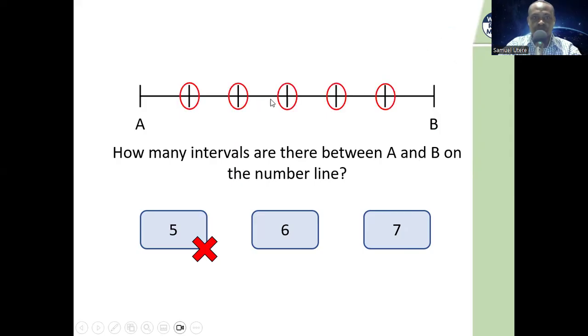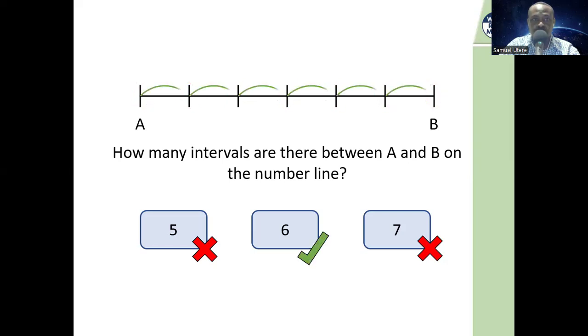Maybe you're counting these. Those are not intervals. If you said 7, you're equally wrong because you're counting all those. Yeah, those bars. Those are not the intervals. Intervals are actually the spaces in between. Those are intervals. So we have 1, 2, 3, 4, 5, 6. So these are the intervals.